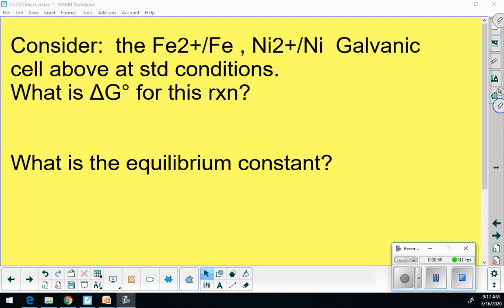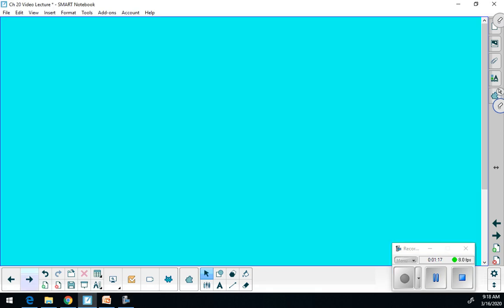So now we want to take a look at something like this, where I've got a cell made from my iron 2 going to iron and nickel 2 going to nickel, and we want to know what the delta G prime is. And so yes, thermodynamics is indeed related to my cell potential. So here we go.